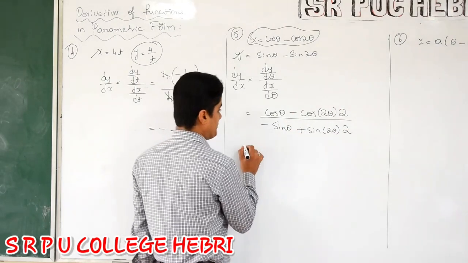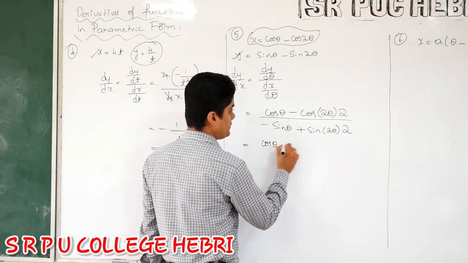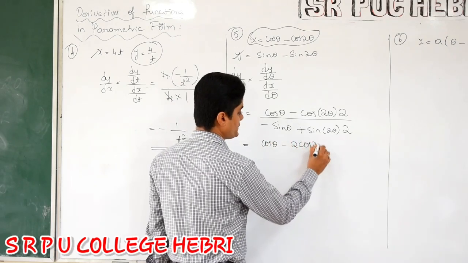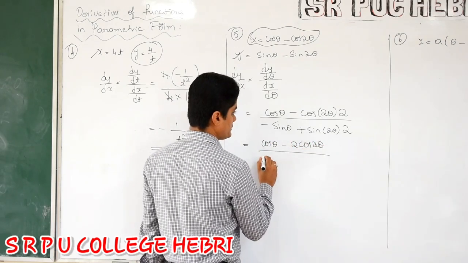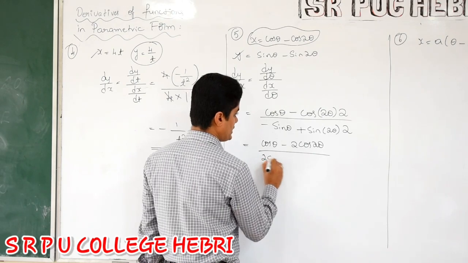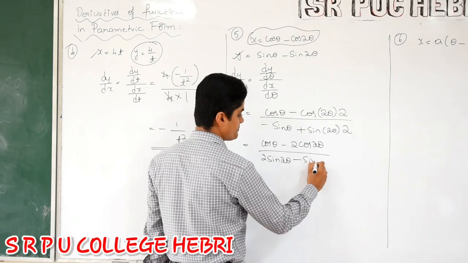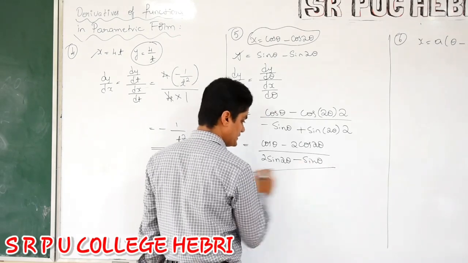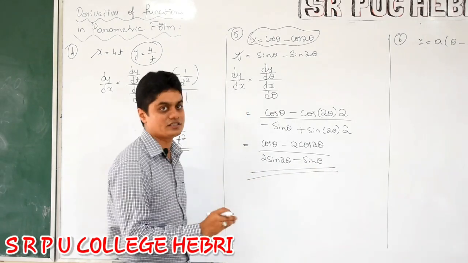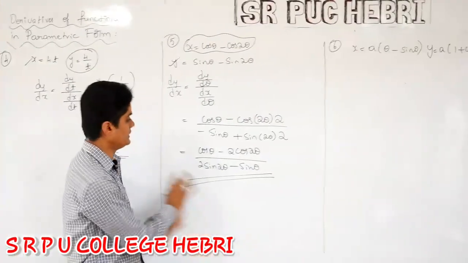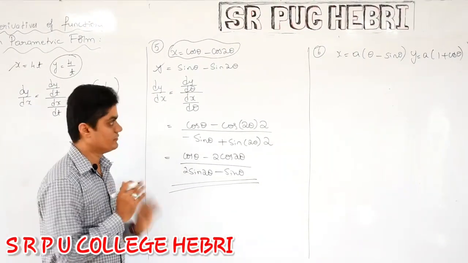Okay, so maximum you can write cos theta minus 2 cos 2 theta divided by 2 sin 2 theta. I'll write the positive sign first, negative sign next. Don't simplify further, no need. It's not asked to prove that, just find dy by dx. Done. Got it? Very good.